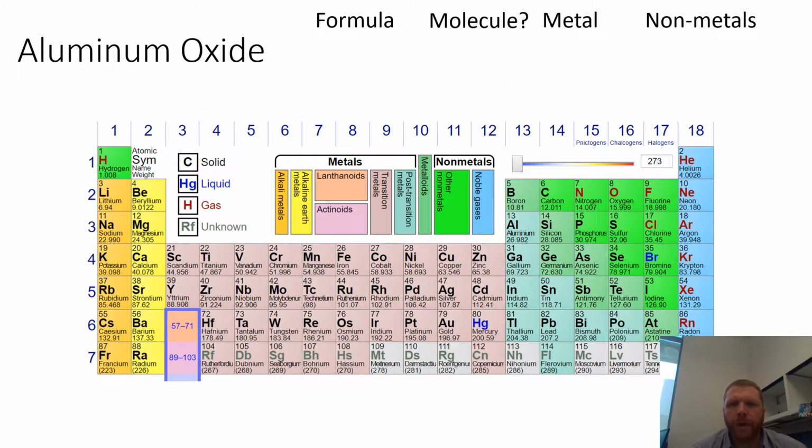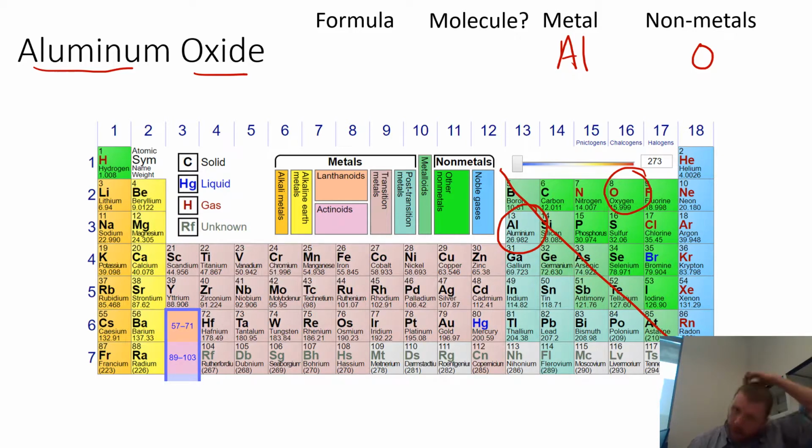Next up, aluminum oxide. Okay, so aluminum and oxygen. Do we have any nonmetals? Yes, we do. We've got oxygen as a nonmetal. Do we have any metals? Yes, we do. Aluminum. Notice we've got this divider right here, but where does aluminum fall into that? Aluminum falls as a metal. So our metal is aluminum. Okay, now is this a molecule or a compound? This is going to be an ionic compound, so it is not a molecule.